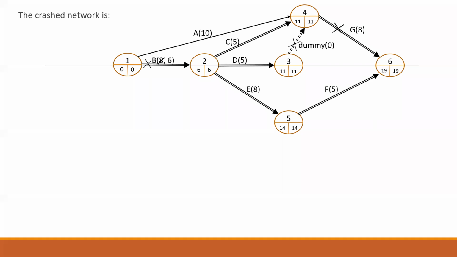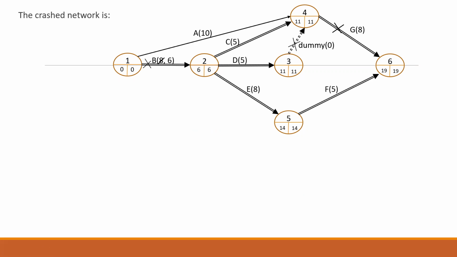Okay, so B cannot be crashed, G cannot be crashed further. Now the parallel activities C, D, E are left, and we also have C, D, F. So let us do the crashing for C, D and E.